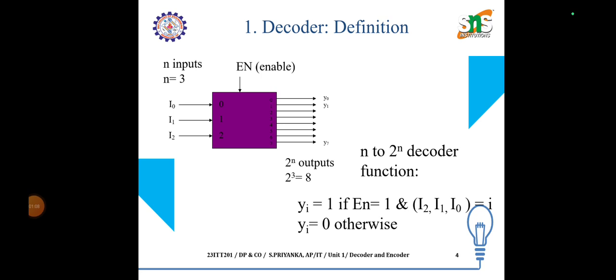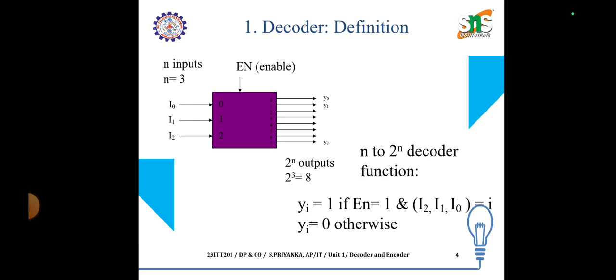First is the decoder definition. If you give n inputs, 2 power n outputs will be received. Let's see an example. Let's assume that the n value is 3. If we give 3 inputs, it will give 8 outputs, 2 power 3. This is called a decoder, that is, an n to 2 power n decoder.